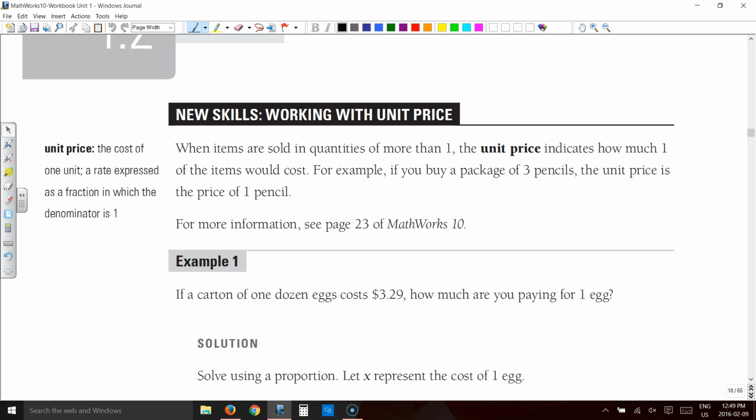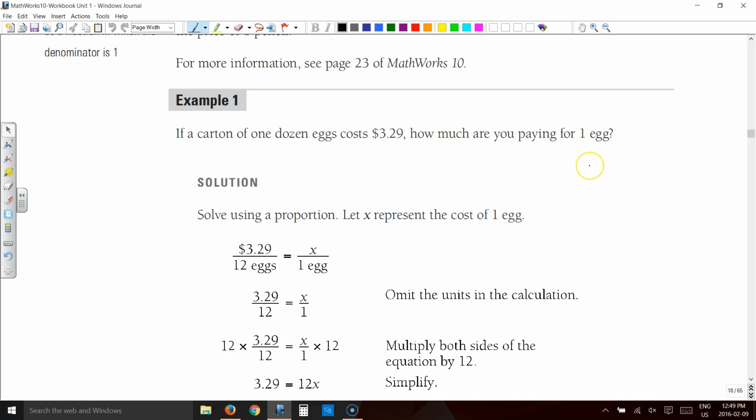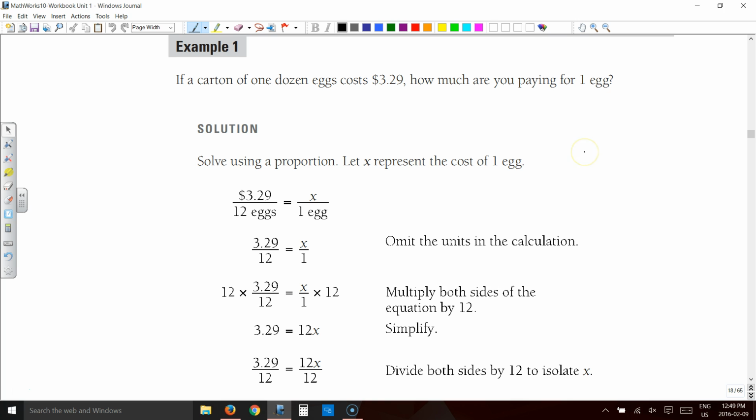Again, if you were to buy a package of 20 pencils, and let's just say that it was $20, that would tell you that the unit price is $1 per pencil. So that's what we're trying to do here. And let's take a look at example number 1. If a carton of 1 dozen eggs costs $3.29, how much are you paying for 1 egg?